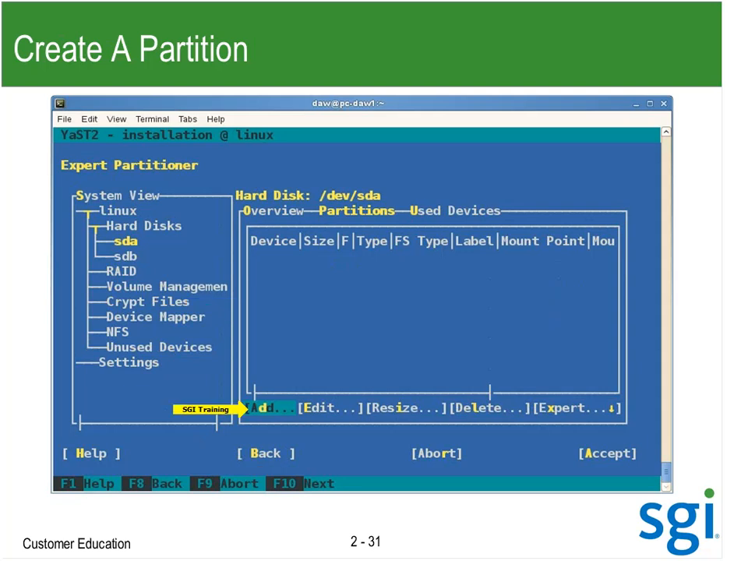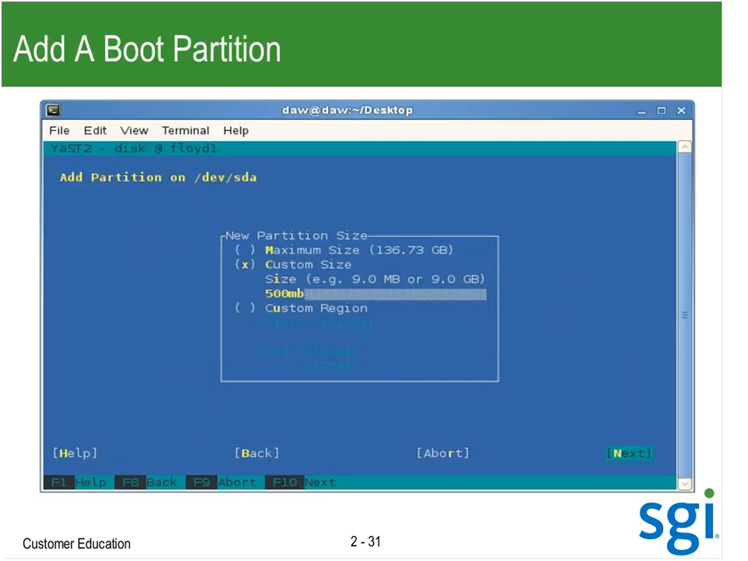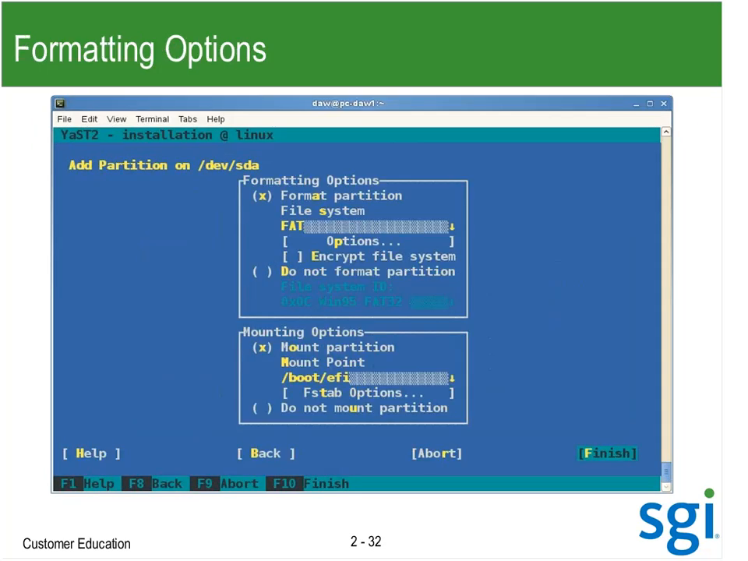I'm going to tab down to add. And here now I can set my custom size. We're going to set it to 500 megabytes. Now on Red Hat, you're limited to 256 meg. So if I were trying to do a dual boot, I might want to keep that at 256 meg. And then I'm going to make this a formatted drive as FAT, and I'm going to mount it as boot EFI. Then go to finish.